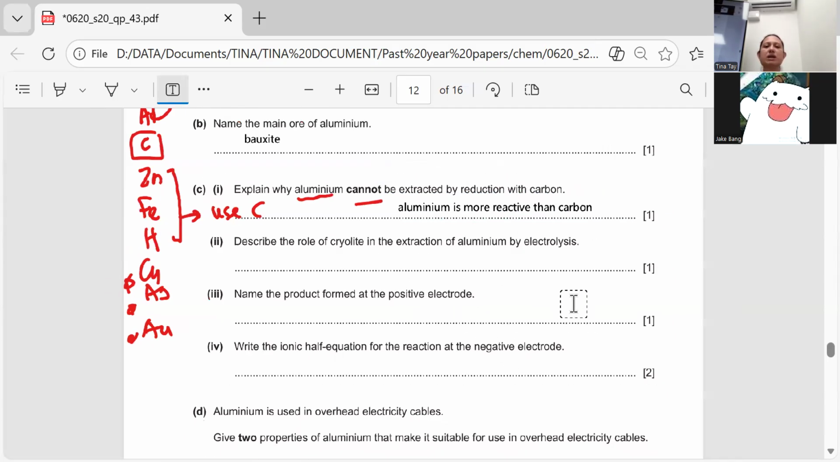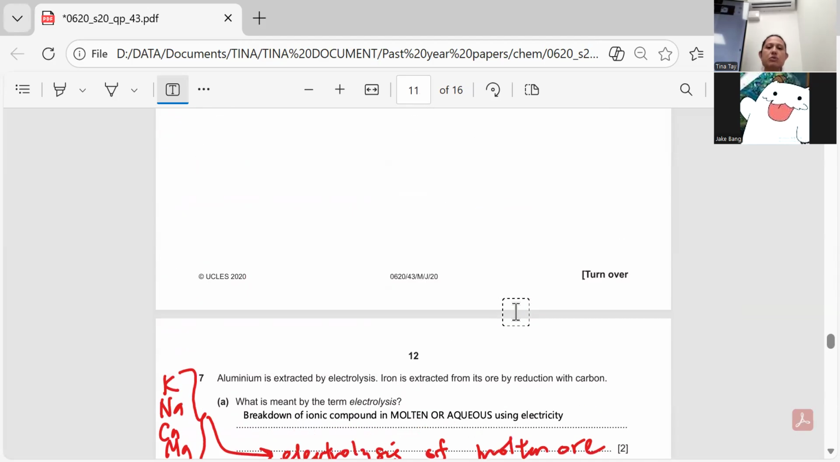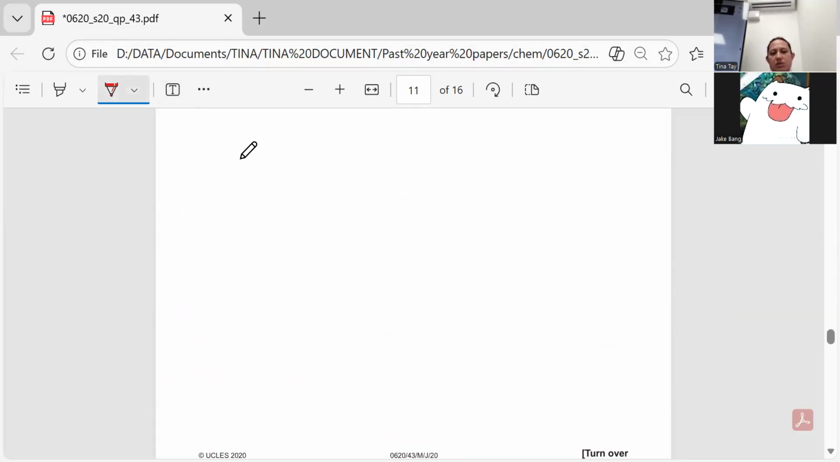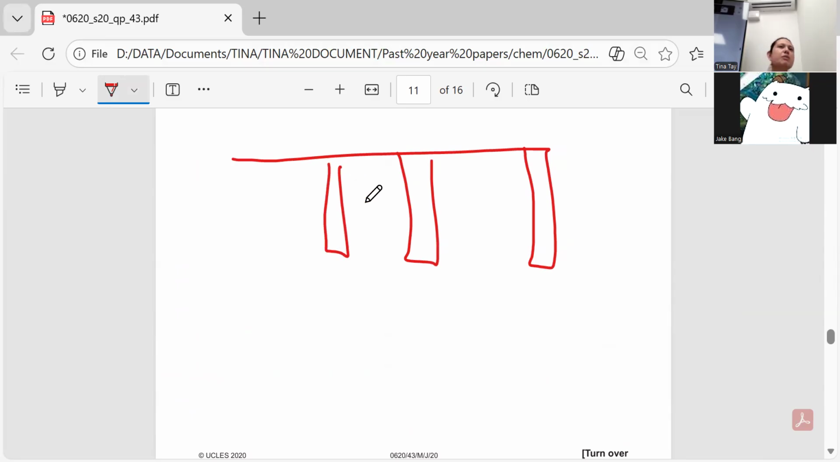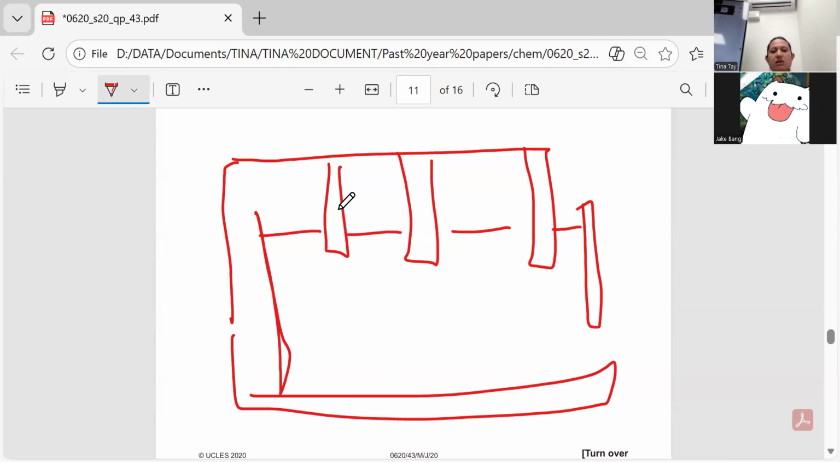Describe the role of cryolite. Wait. Are you all done with this first? Do you remember how the electrolysis looks like? So the top is what? Negative or positive? The top of the electrolysis, is it positive or negative? Positive. Bottom is negative.